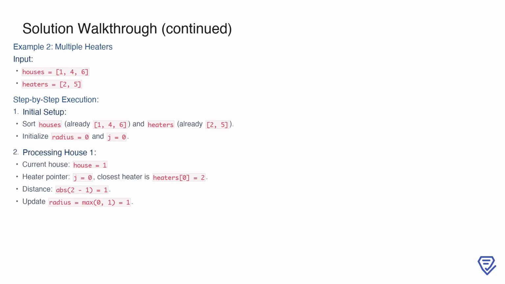Now we move to a slightly more complex example with houses equals 1, 4, 6, and heaters equals 2, 5. As always, we start by sorting the arrays, which are already in order. We initialize radius to 0 and the heater pointer j to 0. For the first house, located at position 1, the closest heater is heaters[0] equals 2. The distance between the house and the heater is abs(2 - 1) equals 1. We update radius to be the maximum of its current value, 0, and this distance, resulting in radius equals 1.